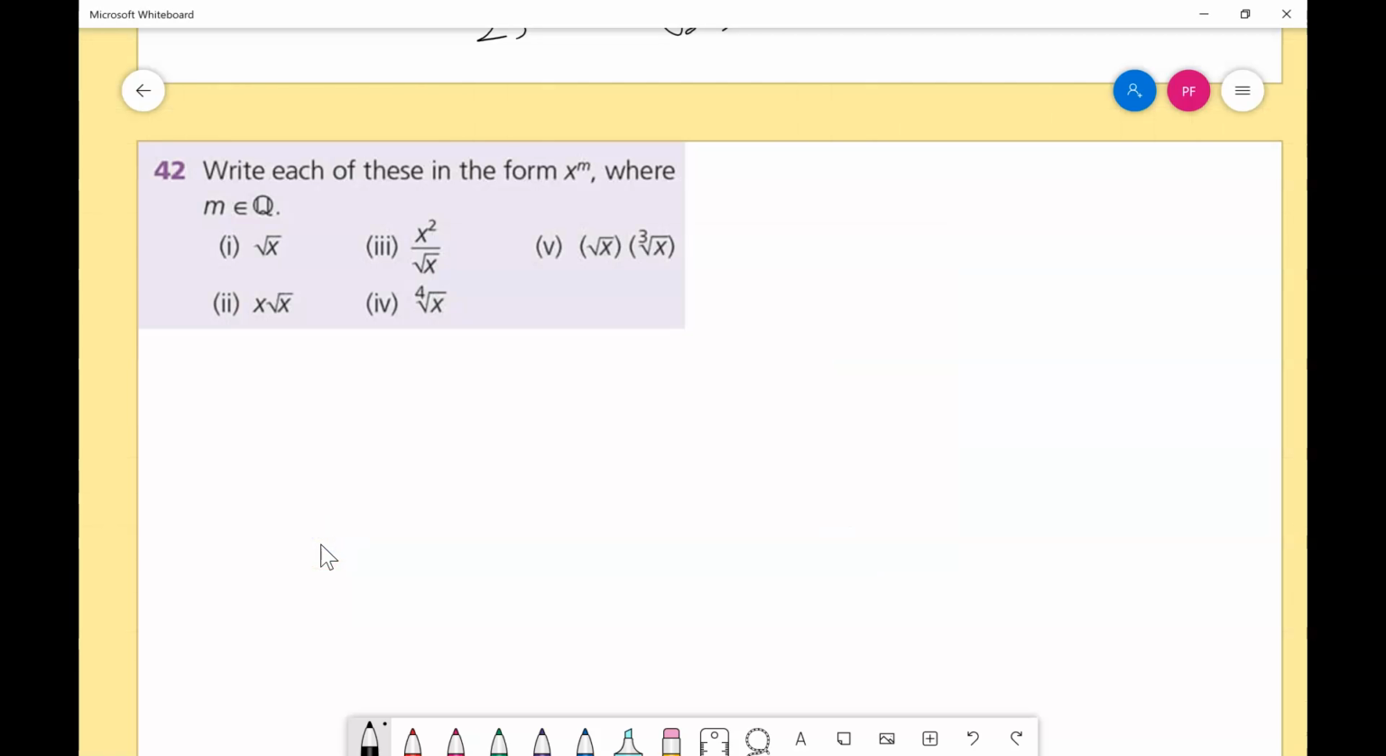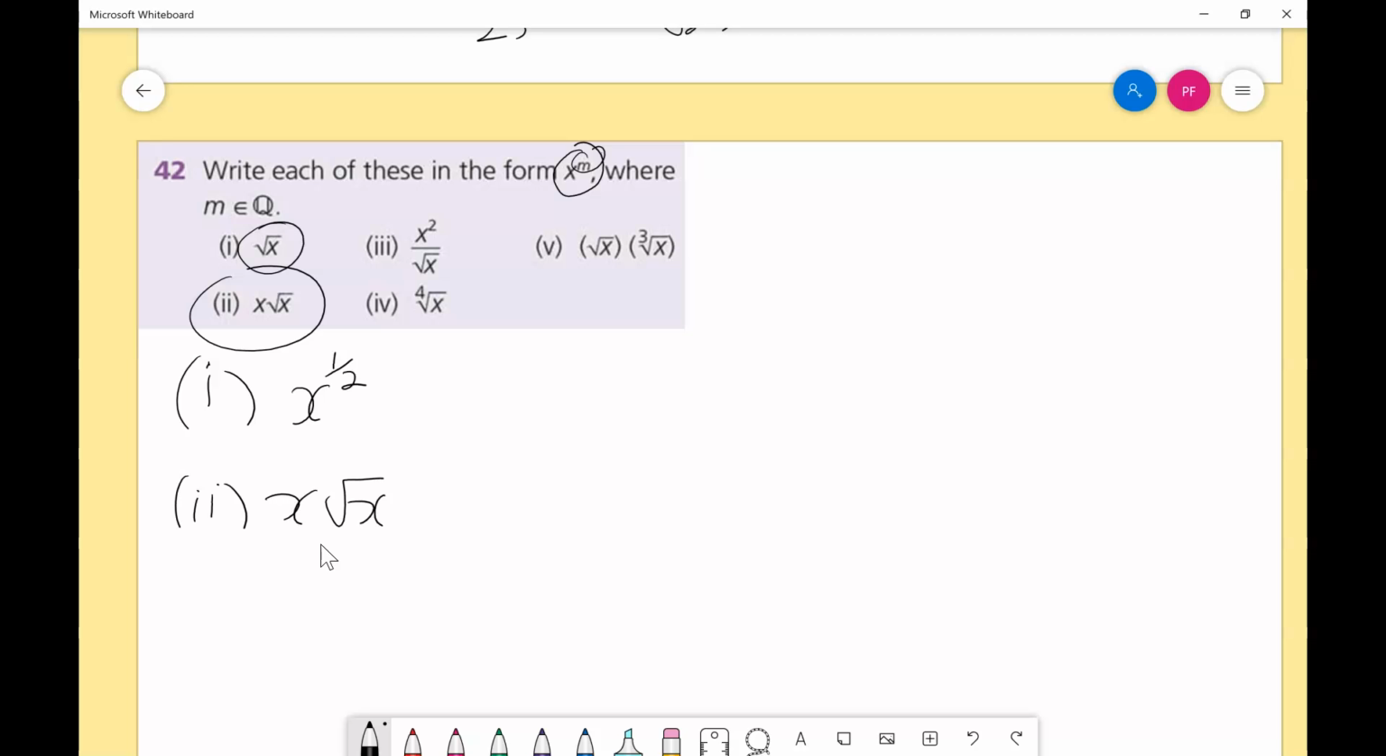Okay, looking at question 42. Write each of these in the form x to the power of m. So they just want x to the power of some number. So part 1 here, square root. Basically, they don't want a square root, they want a power, and we know square roots are power of a half.